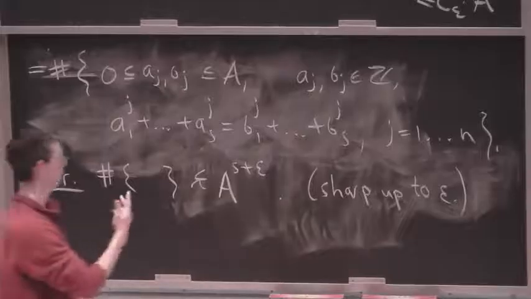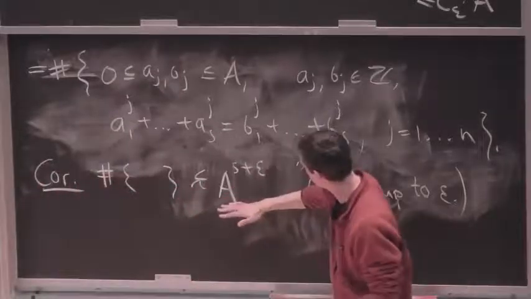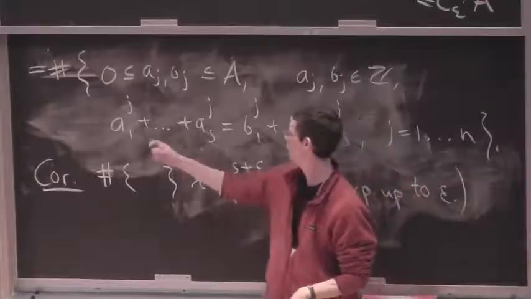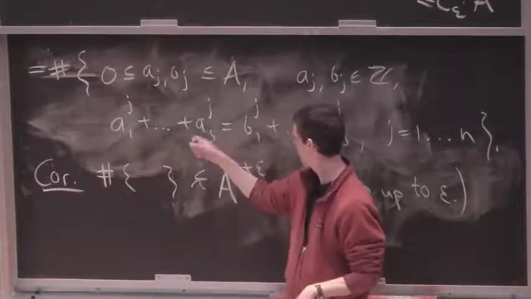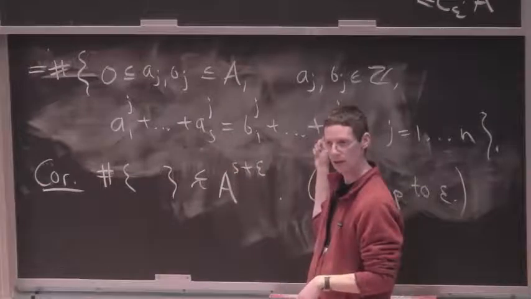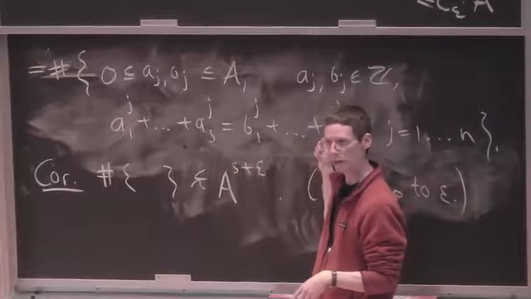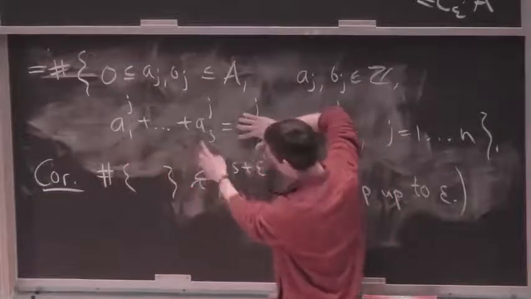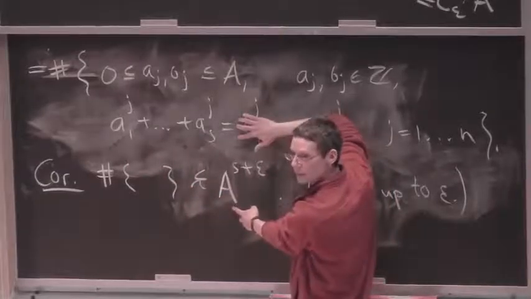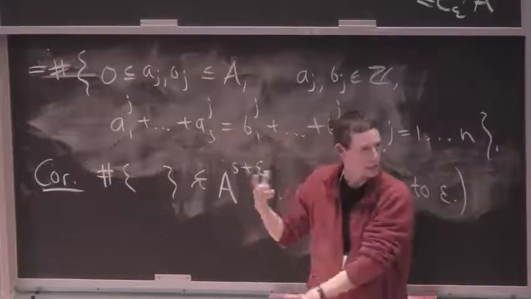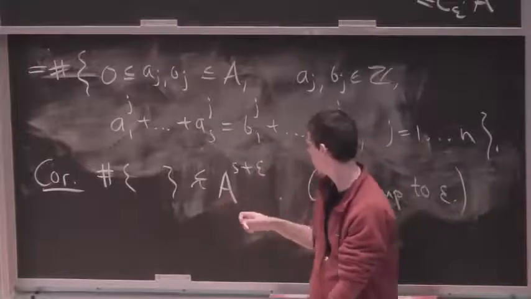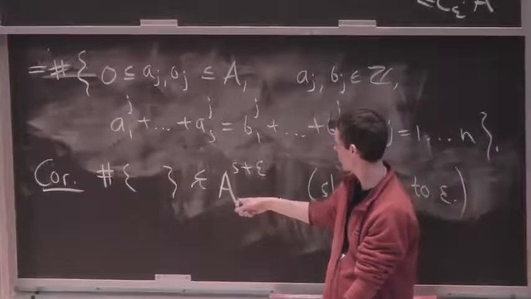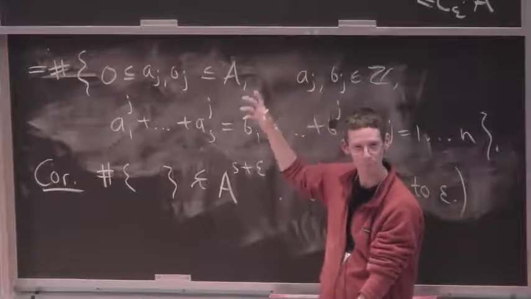So I don't know if this is that interesting, but it's easy to see that there are at least A to the s of these solutions, because we can always choose a1 equals b1, as equals bs, and so on. So those are called trivial solutions. And the number of trivial solutions is just the number of choices of a1 up to as, which is already A to the s. Less obviously, the number of non-trivial solutions is also on the order of A to the s. And the content of the corollary is that it's not much bigger than that.